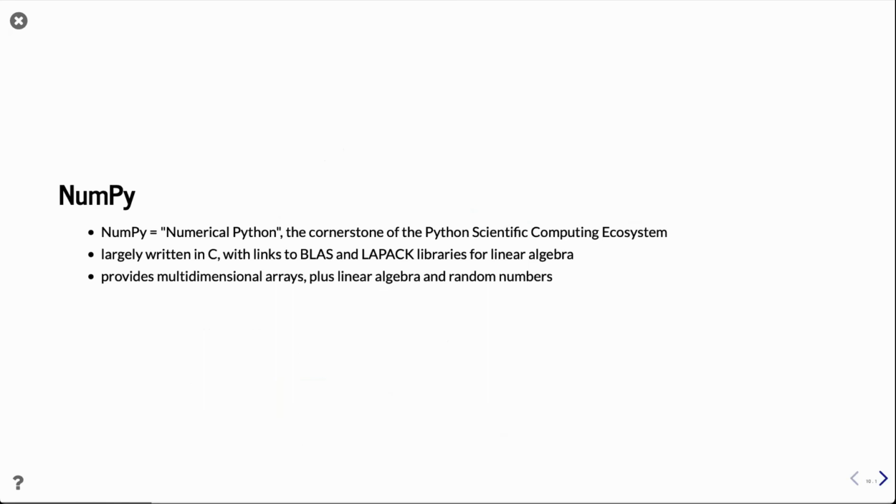So I'll start now with NumPy, which is short for numerical Python, and this is really the cornerstone of the scientific computing ecosystem. It's largely written in the C programming language and has links to the BLAS and LAPACK libraries that provide functionality for linear algebra. And at its core, it provides support for multi-dimensional arrays plus linear algebra and random numbers.